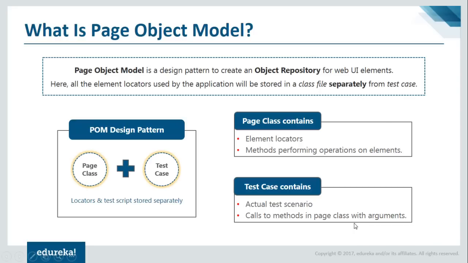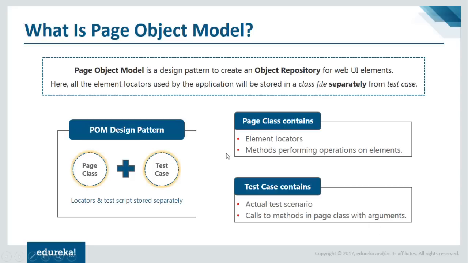Supposing it's a login page and you want to send in your email address or password details, then you will have to pass them in through these method calls. The actual test would be here. These would be executed, and when they are executed, the method calls would be made along with the data which is parameterized, and that goes to the page class.